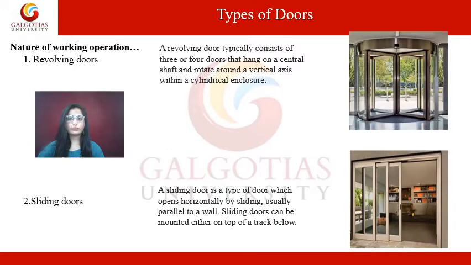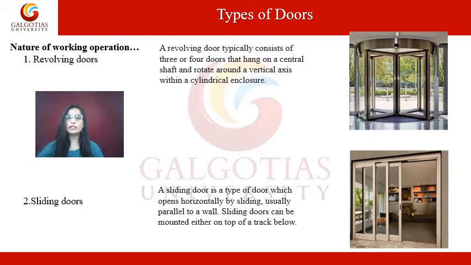In this slide you can see the types of door on the basis of nature of working operation. For example, revolving door, sliding door, swing door, and so on. So basically these are some types of door which are based on the working operation.